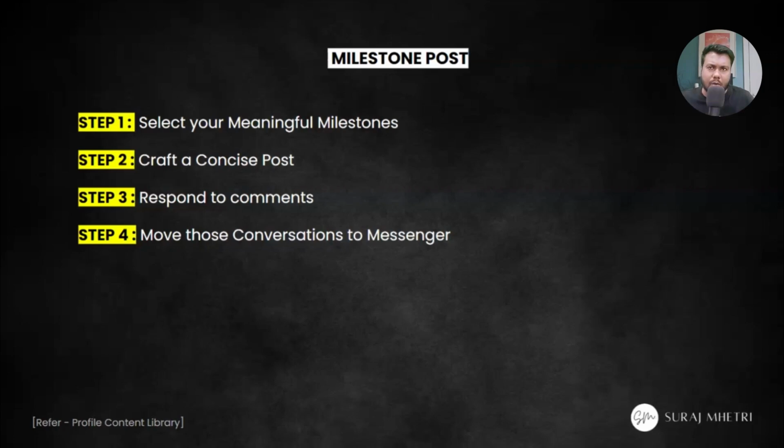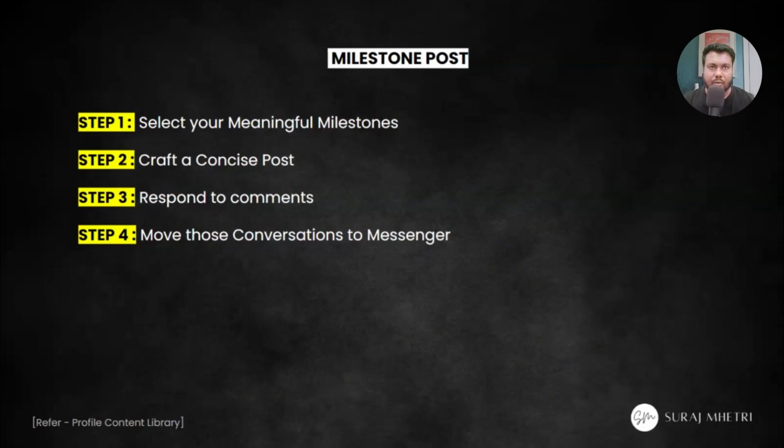So this is all about the milestone post. First, you have to select a milestone or an achievement that you have achieved or your clients have achieved. Then you have to just create a concise post. And step number 3 and step number 4 are the process when you actually post it, put it out into the world, and see what will happen. People will comment on that post, congratulating you, celebrating with you. Then you have to reach out to them, start talking to them in the comment section. Then you can jump into the DMs and have all those conversations about their struggles, their pain points, all those things. Then you can offer them something.